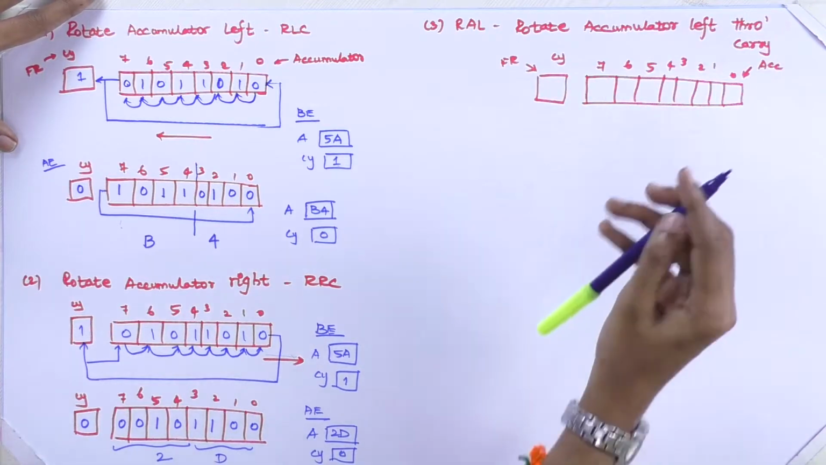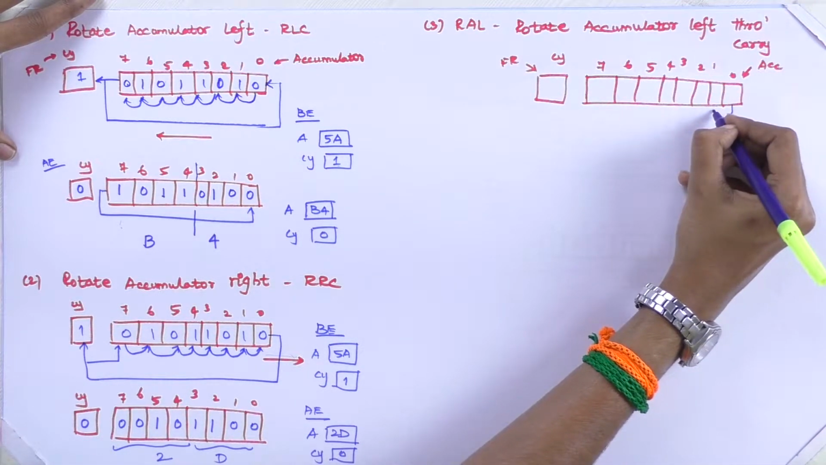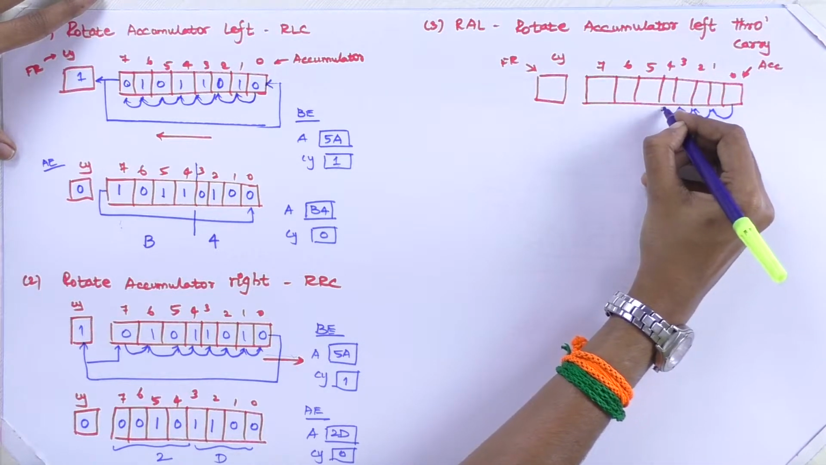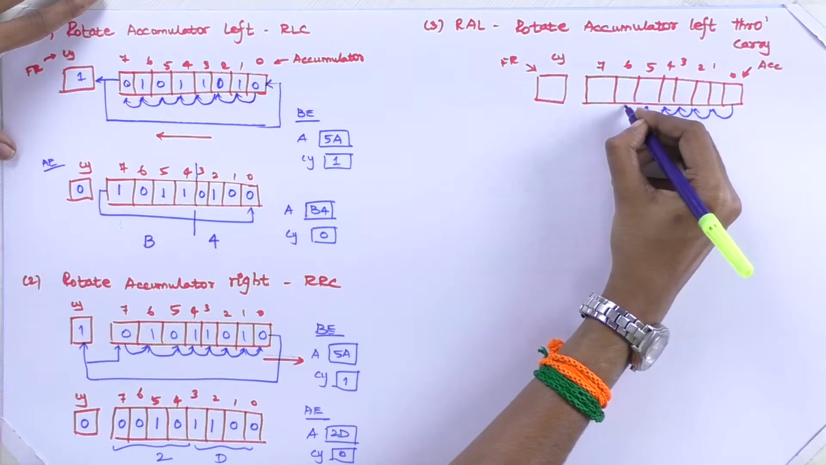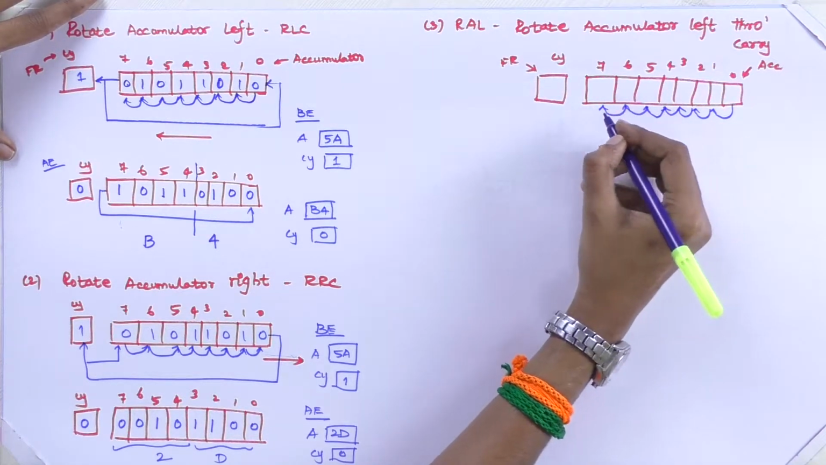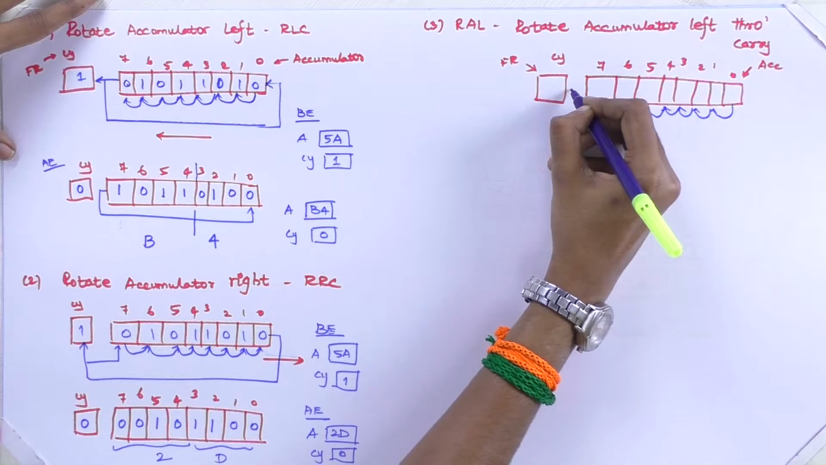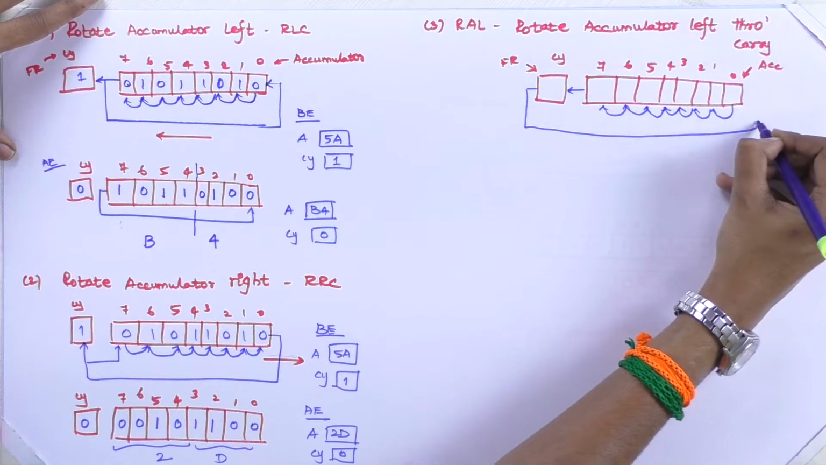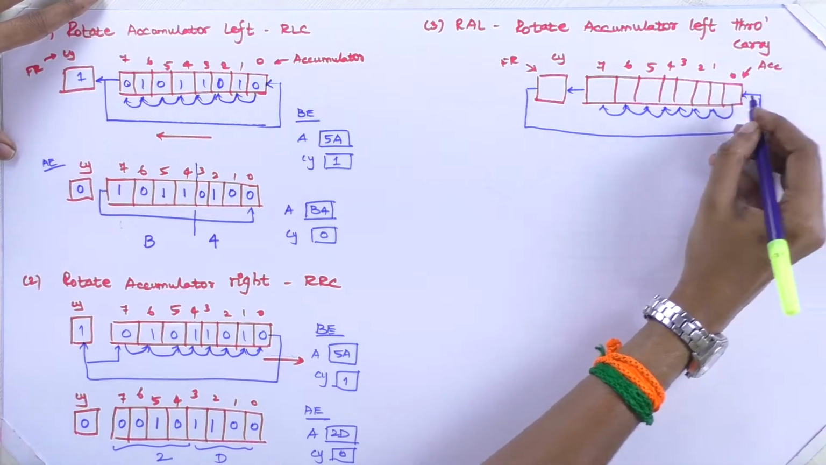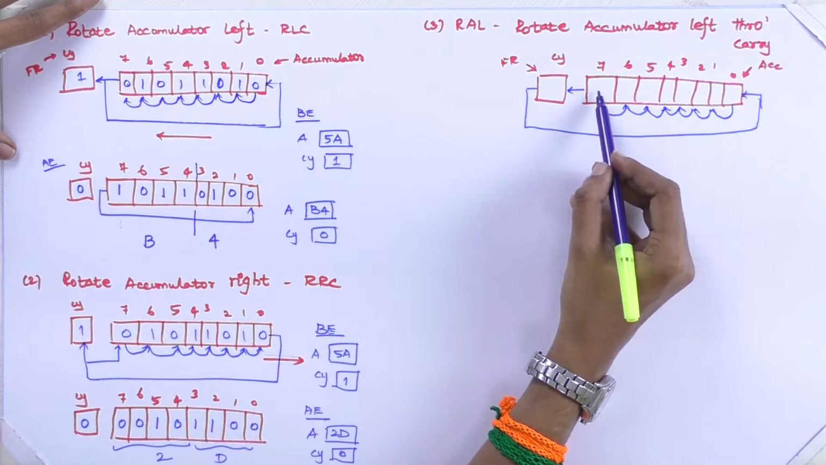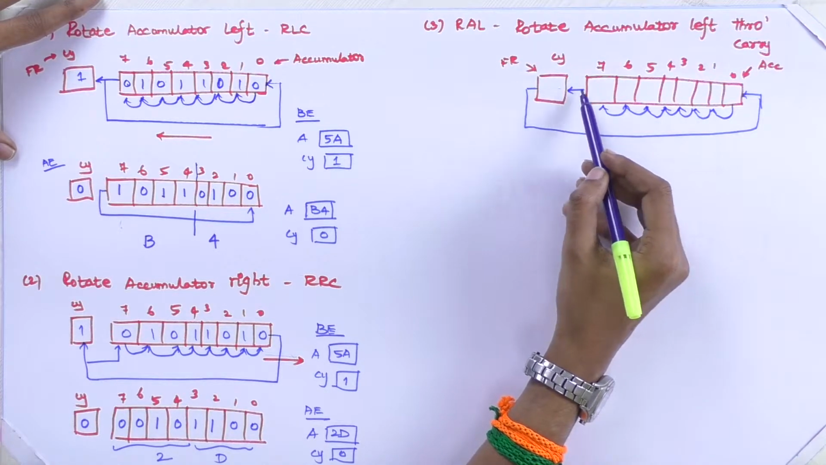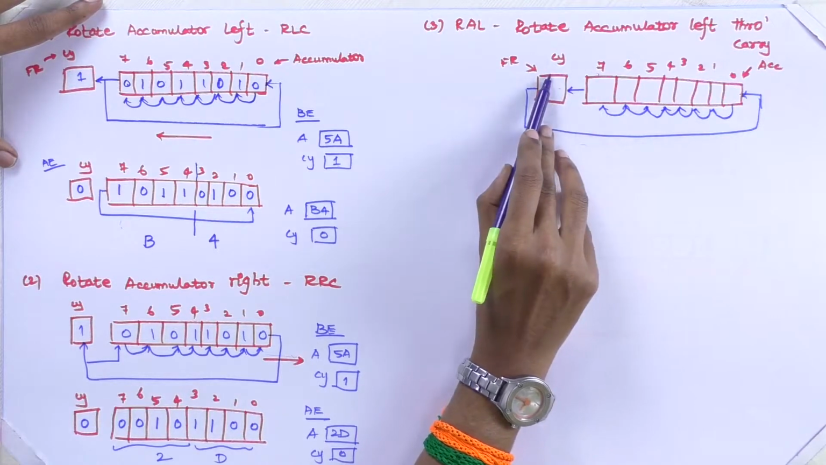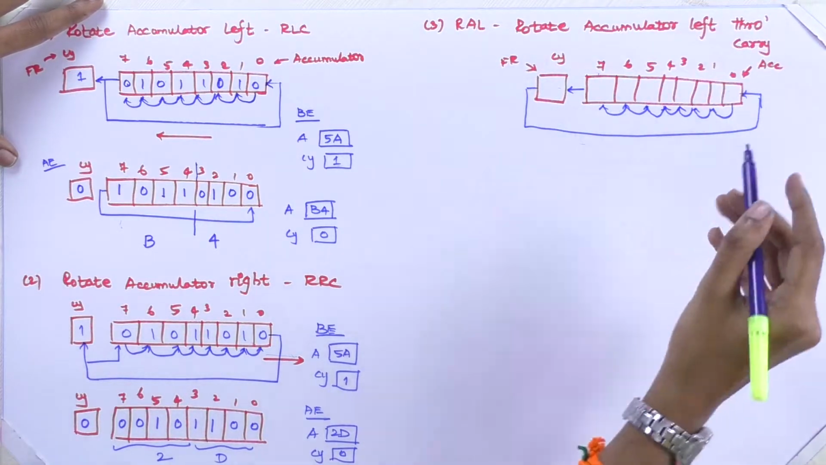So what will happen now? The value in the 0th bit is transferred to 1, 1 to 2, 2 to 3, 3 to 4, 4 to 5, 5 to 6, 6 to 7. This 7th bit is given to carry and the carry value is given to the 0th bit. Previously, the value in the 7th bit was given to carry as well as to the 0th bit, but here the bit number 7 value is given to carry and the carry value is given to the 0th bit.